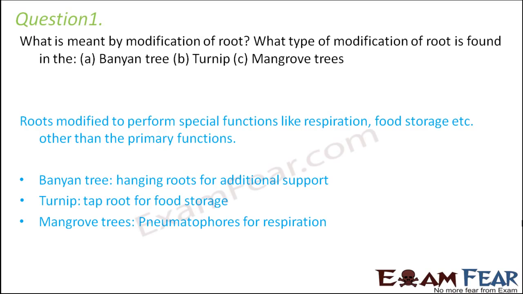Mangrove trees, now these are aquatic plants and they have pneumatophores which help for respiration. So some spike-like structures are seen coming out of the water, and those spike-like structures have small pores called lenticels which help in exchange of gases. So the pneumatophores help in respiration in case of mangrove trees. So these are the different modifications of roots in banyan, turnip and mangrove. Let us look at the next question.